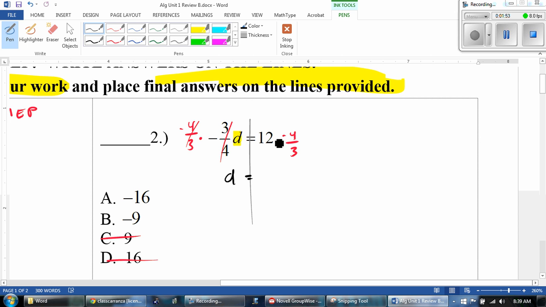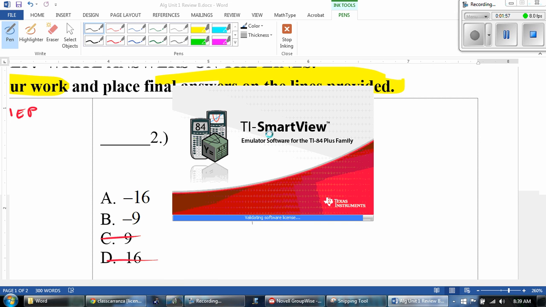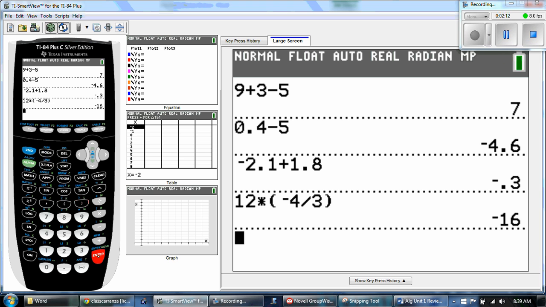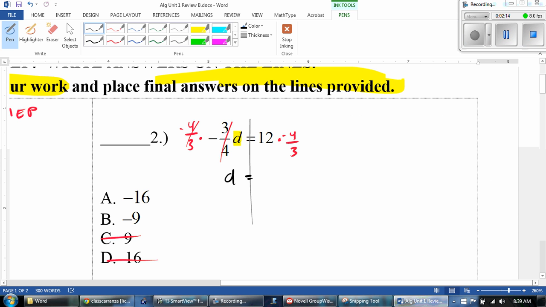So you can use your calculator to multiply these, or you can be like, well, 12 times 4 is 48, 48 divided by 3. However you want to do it. I'll just do it right here. So 12 times, so we can remember how to put a fraction into your calculator with parentheses. And there we go. So we get -16, which is A.